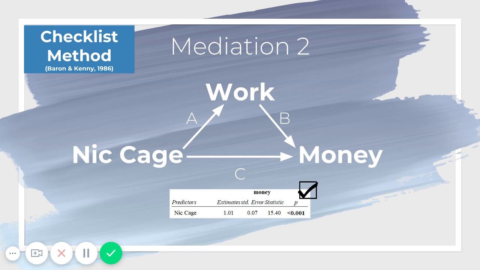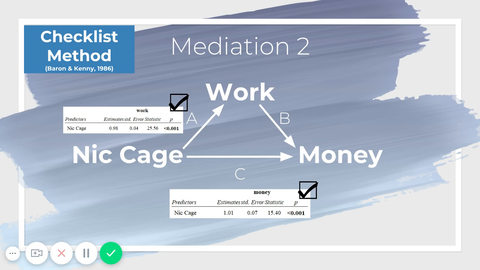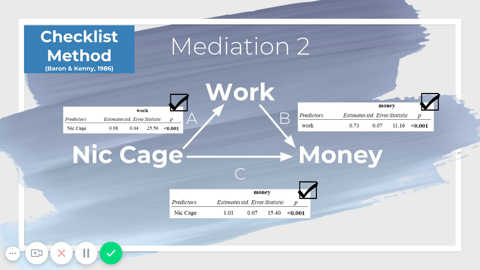And going back to the same method, we first test Nick Cage to money. That is an estimate of 1.01, and it is very significant. So we move on to a relationship between Nick Cage and work. That is also a significant estimate around 1. So we see that Nick Cage can predict money, and Nick Cage can predict the amount of work. So next we would look at if work can predict money.